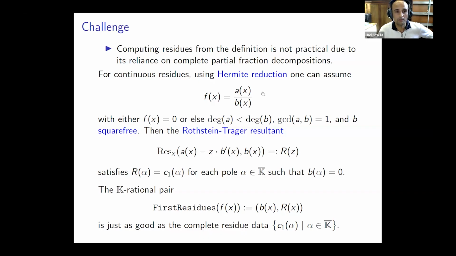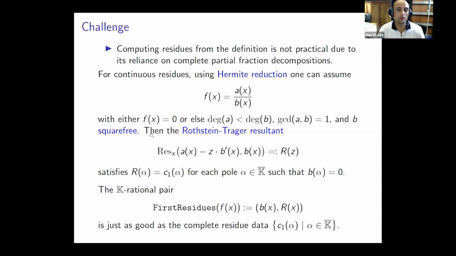Okay, so before discussing the computation of the discrete residue of the rational function, let me very briefly discuss how we compute the continuous residue of the rational function. For this, if a rational function f is given, then by using the Hermite reduction, we can reduce the given rational function to the proper form where the degree of the denominator is greater than the degree of the numerator, and the denominator and numerator are co-prime to each other. Not only this, the denominator of the rational function under consideration is square-free, meaning it has no repeated root in it.